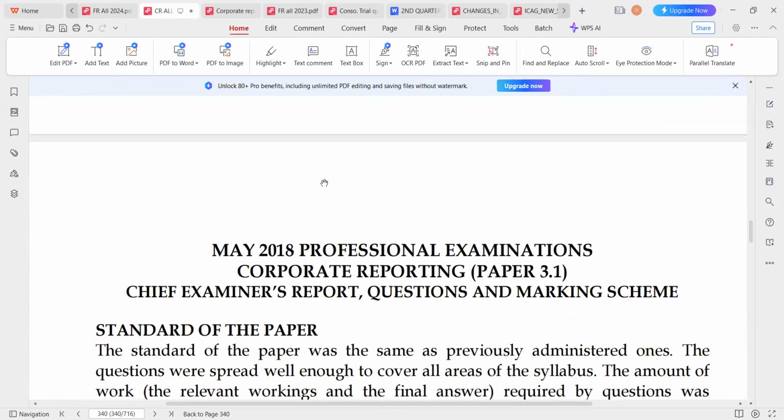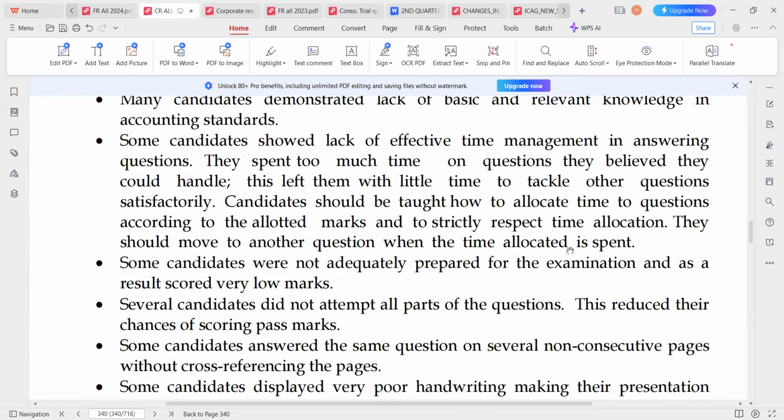You didn't let us see the heading. Which year is this, and which paper is this? Year and the paper, I need a confirmation. 2018, paper 3.1, that's Level 3 corporate reporting, right? Yes. Good. Corporate reporting. Question number 2.